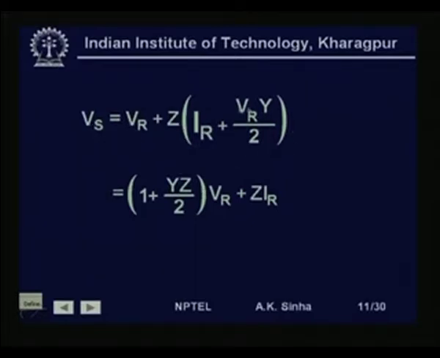If we rearrange this by combining all the terms of Vr together, we get this as 1 plus YZ by 2 into Vr plus Z into Ir.